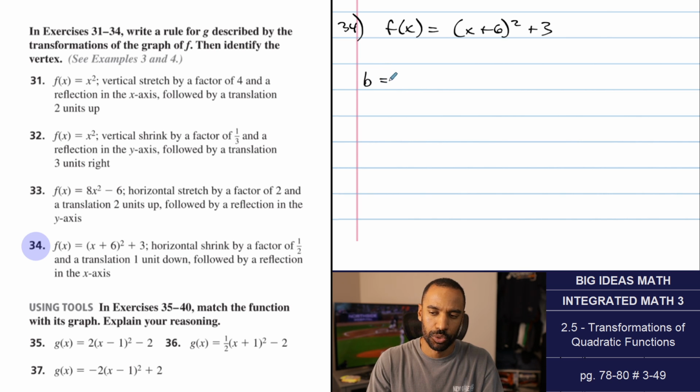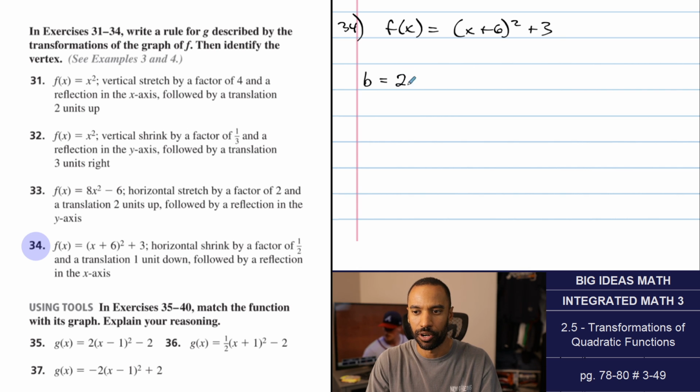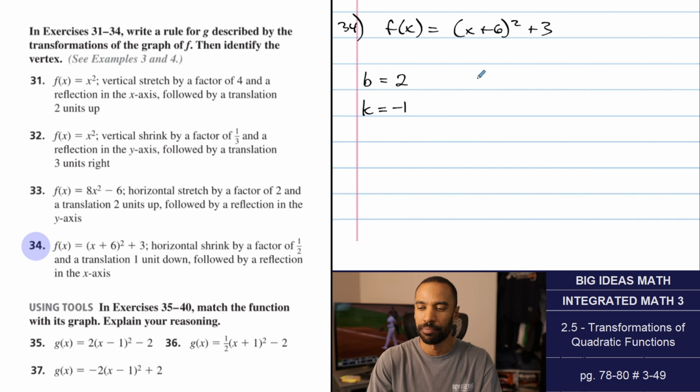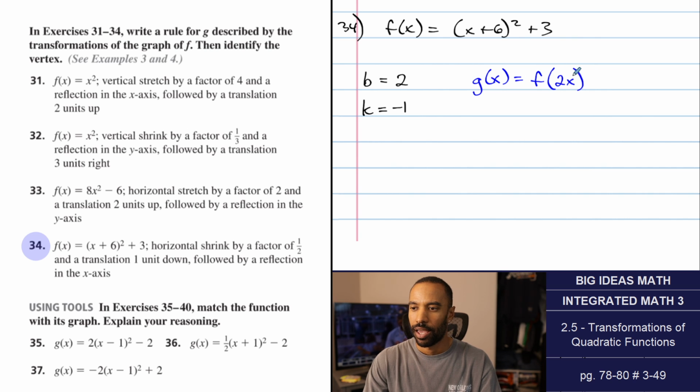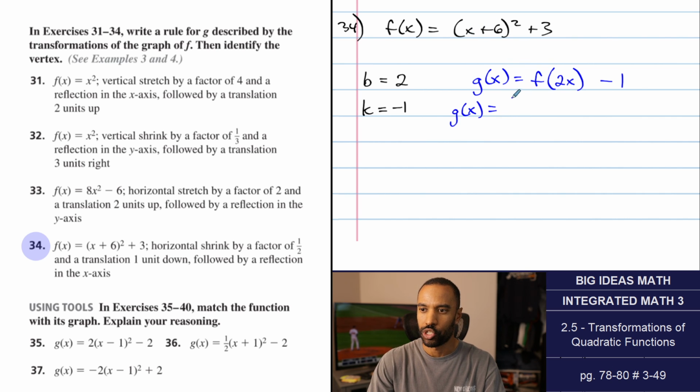Horizontal shrink by a factor of 1/2 means flip that 1/2, turn it into a 2. Our b value is 2, opposite of what we do. Translation 1 unit down is a k value of -1. h is 0, a is still 1. That stuff doesn't change. So our g of x, we're going to take our f of x and make that x a 2x. And we are going to subtract 1 to whatever we had originally. So g of x equals, we're going to replace x with 2x. It becomes (2x plus 6) quantity squared, plus 3 minus 1.